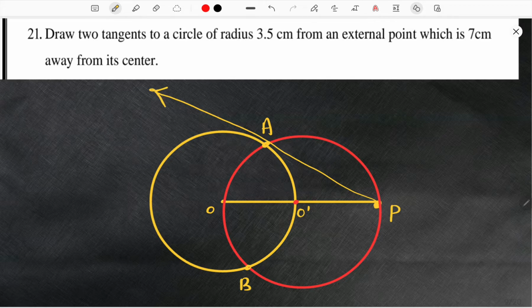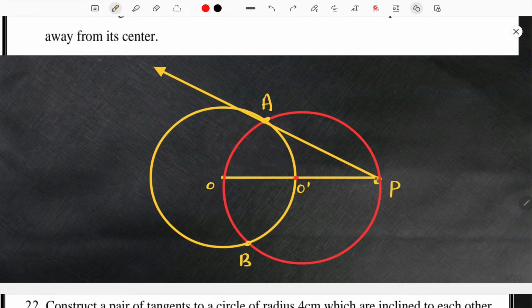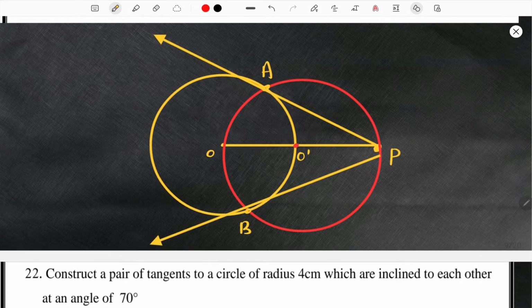This is one line. Do it properly with the help of a scale and you'll get it. Then afterwards you name this as PB. Here is one more thing, PB. I know we have some troubles here, but whenever you are doing it in the book, it will be proper.